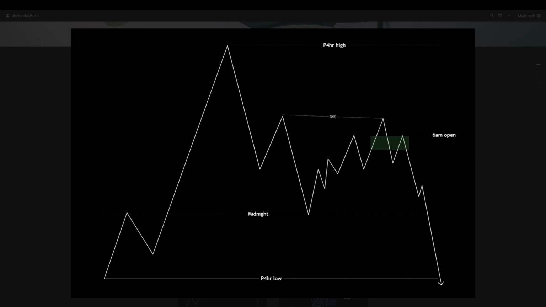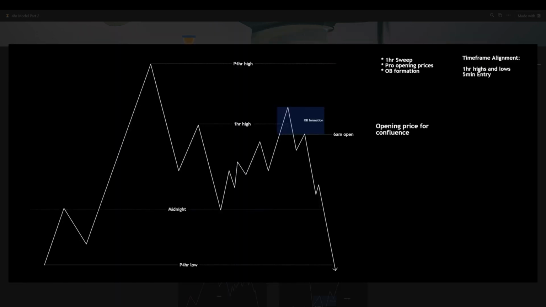I would be totally okay with this. I personally haven't seen it, but if you use an S&T instead of a 1 hour sweep, I think that's totally valid as well. Okay, so in this example, you can see we get an S&T instead of taking that 1 hour high, and then we get a nice inversion, and we also lose that 6 a.m. open. We back test it. We've disrespected 6 a.m. open in this example, and we're above midnight. So then what's that going to do? We're going to look for that to trade down to the 4-hour low.